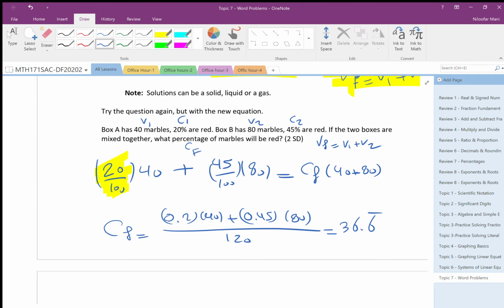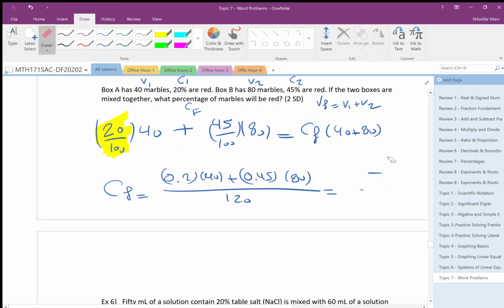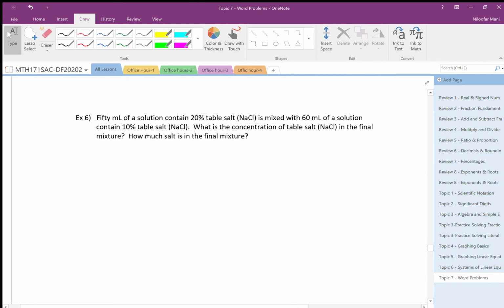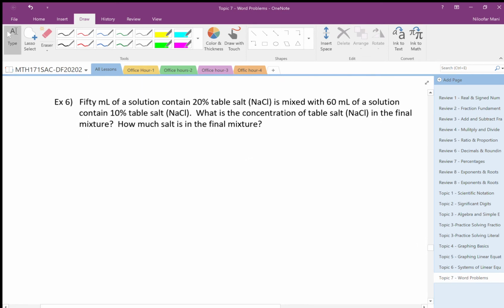So I can do the calculation to see if I am correct. Yes. When I find the answer, it is 0.366 repeating. But this is concentration; when I want to find percentage, I have to multiply by 100, which means 36.6%. That's the answer. So now we keep in mind that we can use this formula for all mixtures.